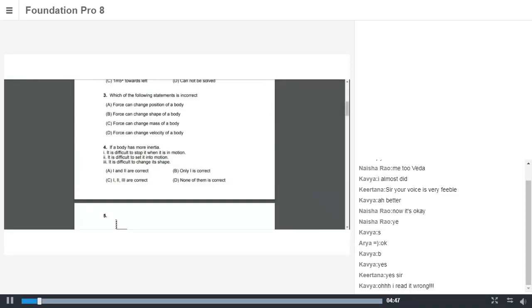Let's look at the next question. If a body has more inertia, right? So what would happen?